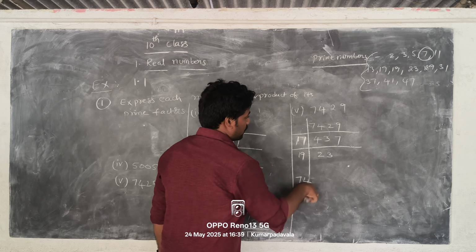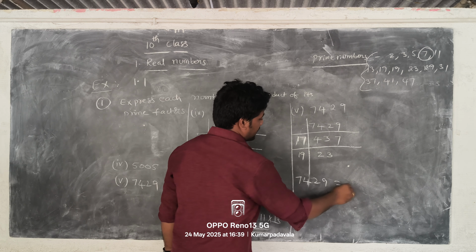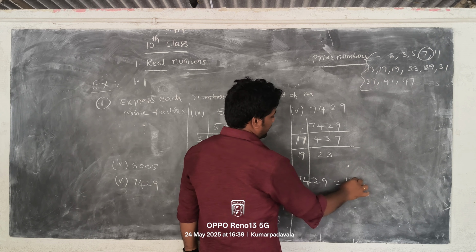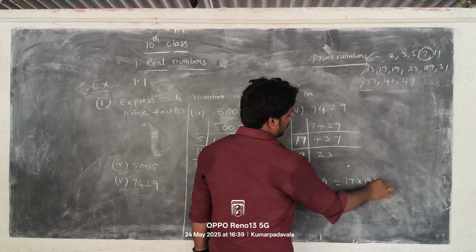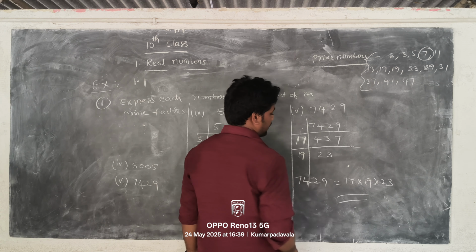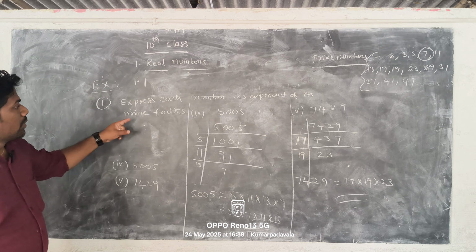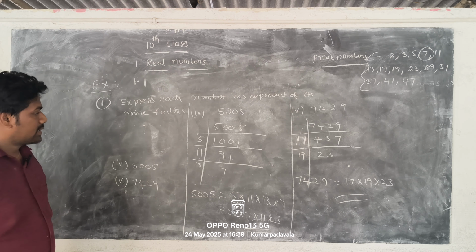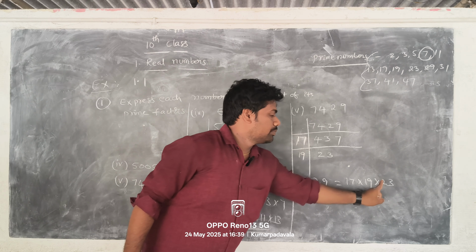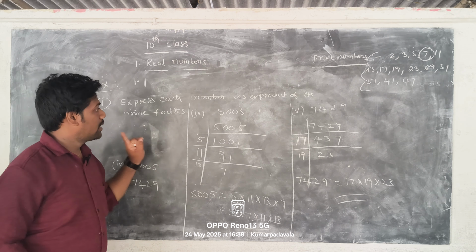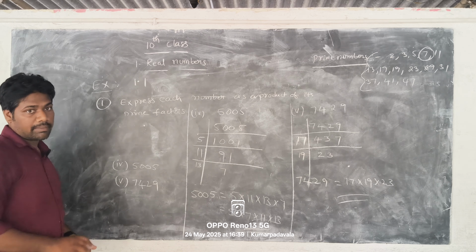Now 7429 is equal to 17 into 19 into 23. This is the prime factorization, the product of its prime factors, because these numbers should be primes. This is the prime factorization of the given numbers. Okay.